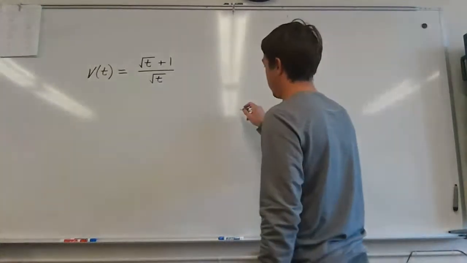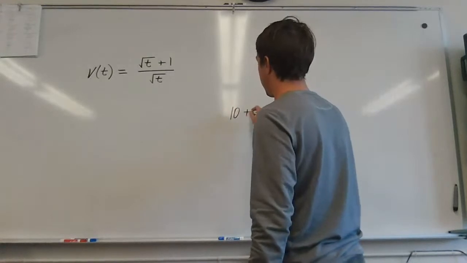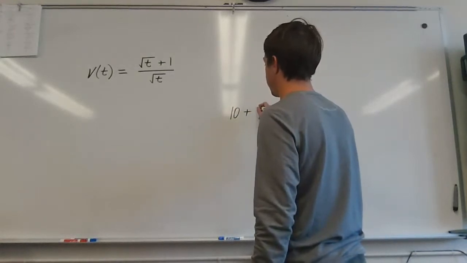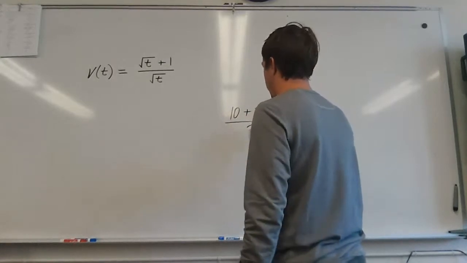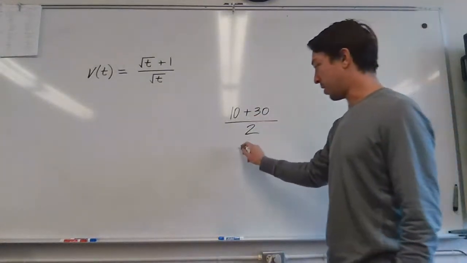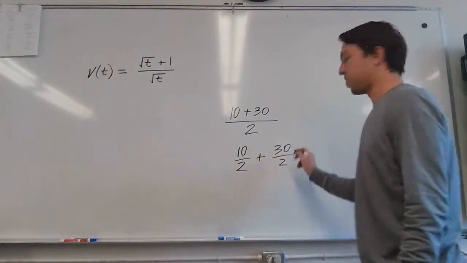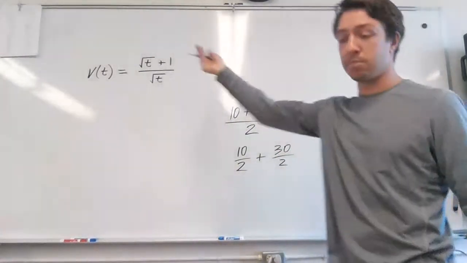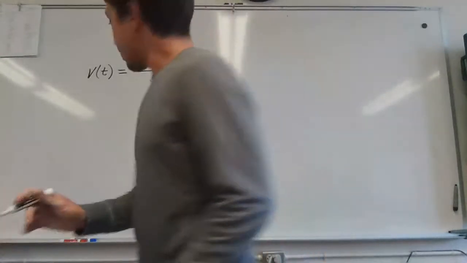what if we've got 10 cookies and 30 something bananas or whatever, and you want to split it 2 ways. This is how division works, right? This is the same as 10 divided by 2 plus 30 divided by 2. That's the same thing, right? So I can do this. The principle holds here. It's basically 1 plus 1 over root t.